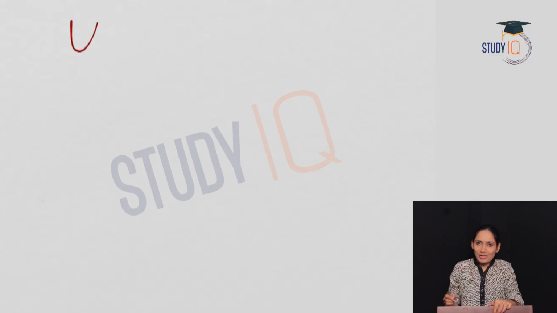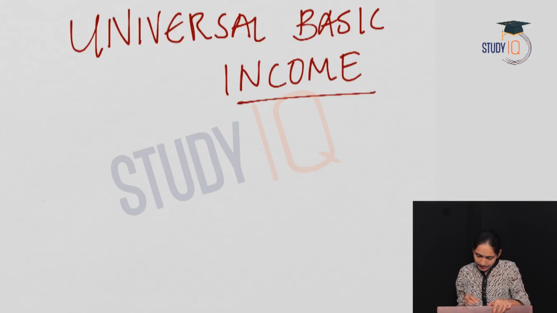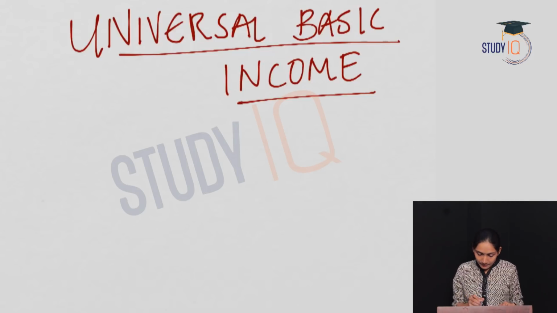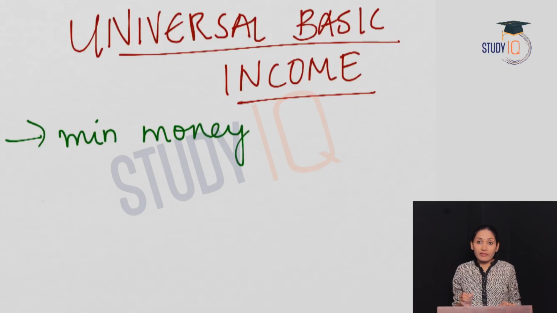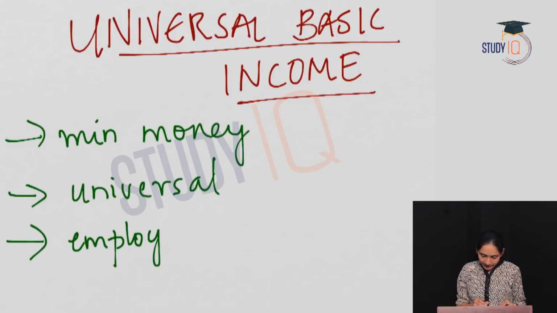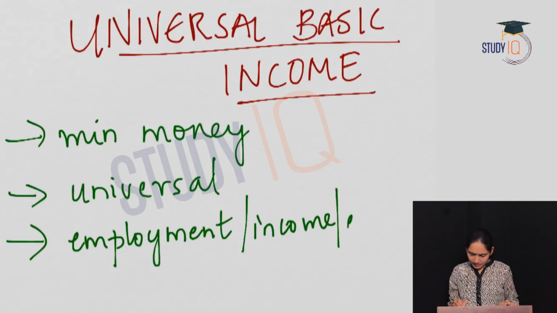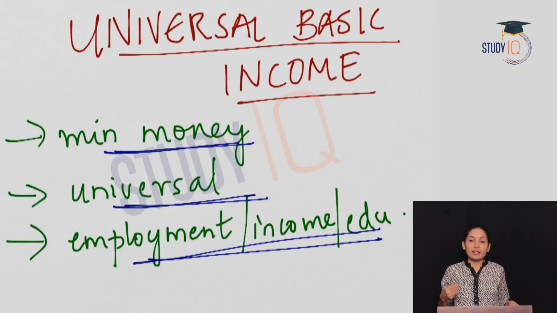Next we will see an important topic, that is universal basic income. What is meant by universal basic income? It means that a minimum amount of money is given to every individual within a country or within a demography in a universal manner, regardless of their employment level, income or education. So, under universal basic income, a minimum amount is guaranteed to everyone without considering factors like employment, the income level, etc.